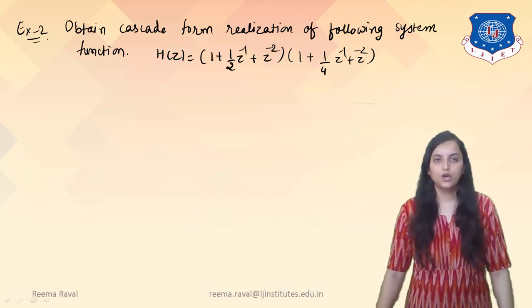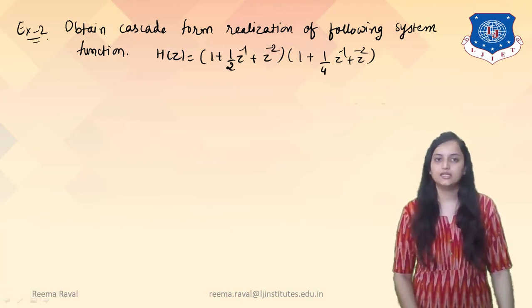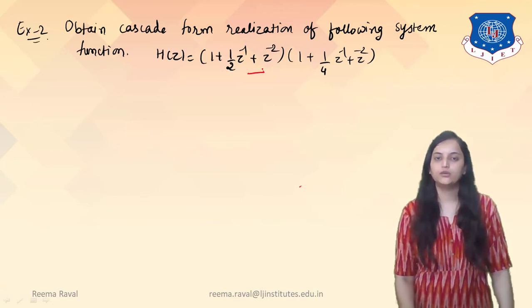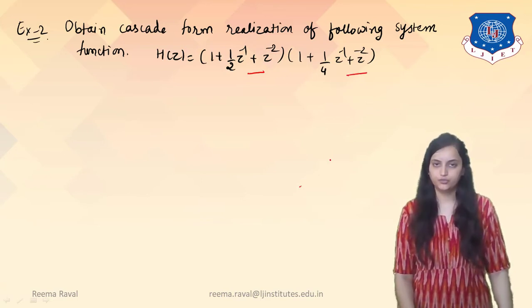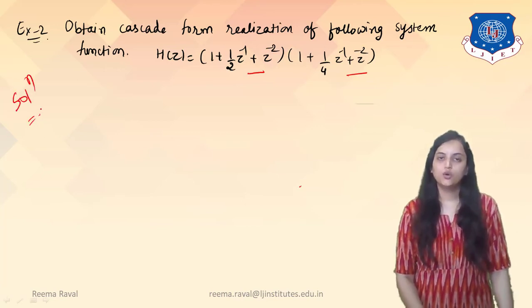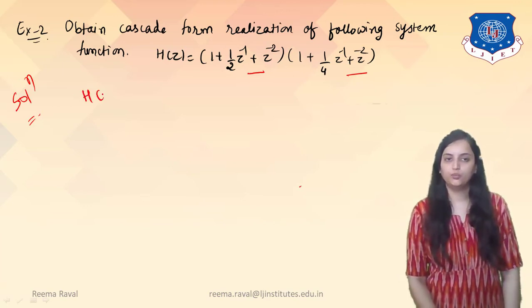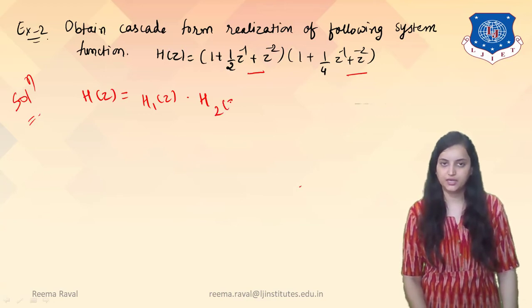The data given to you is: obtain the cascaded form realization of the following system, which is given as H of z equals (1 plus 1 by 2 z raised to minus 1 plus z raised to minus 2) into (1 plus 1 by 4 z raised to minus 1 plus z raised to minus 2). Now let us obtain the cascaded realization for this. To obtain the cascaded realization for this equation, we have to divide it into two parts. That means to obtain H of z, we will take the multiplication of H1 of z into H2 of z.